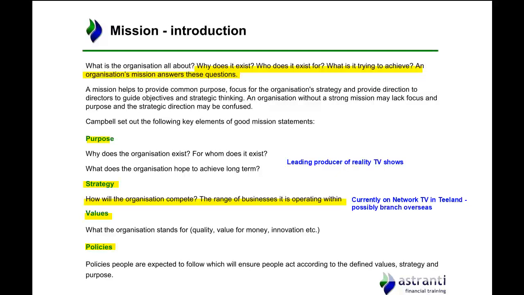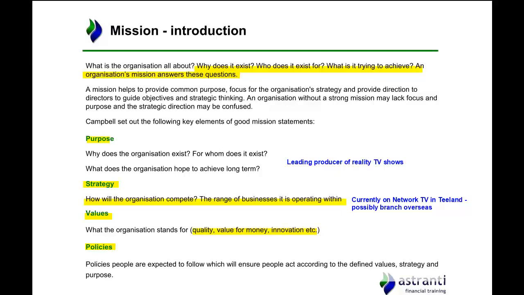Now the next section is values. What does the organization stand for? And I've given you some possible things under values here, such as quality, value for money, and innovation. Now you could argue that reality TV perhaps is not an industry that comes under many of these headings. Innovation, reality TV generally is not that innovative. A lot of the shows are the same sorts of things. Quality-wise, a lot of viewers view reality TV shows as being perhaps less quality than more of your scripted programs such as Game of Thrones, The Sopranos, etc., which all come under this higher class of television.